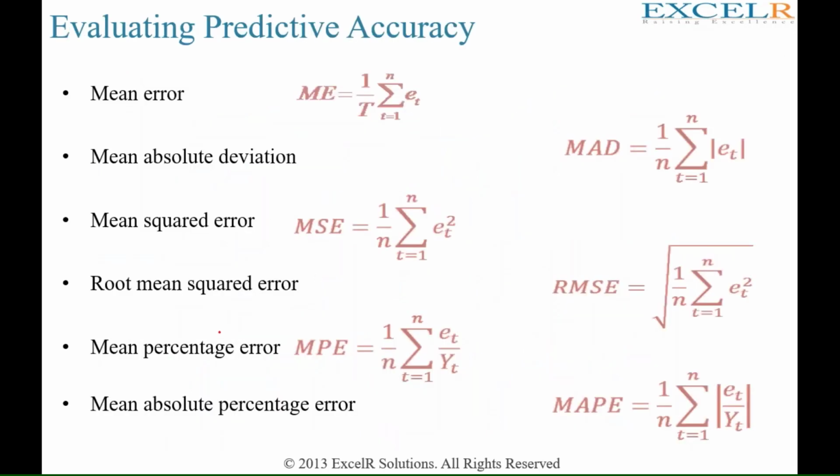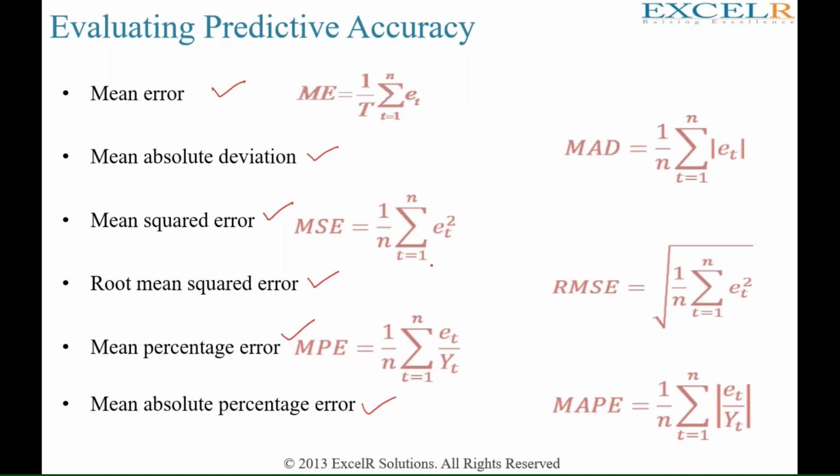Now, how do you quantify that error? These are all the techniques to quantify the error, evaluating the predictive accuracy. You can go with mean error, mean absolute deviation, mean squared error, root mean square error, mean percentage error, mean absolute percentage error. So these are the various formulae that are available. Now let us understand each and every technique in detail, but even before that, let us look into how the errors should appear.